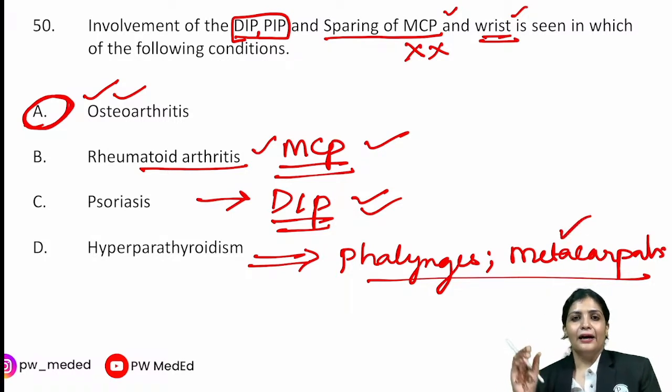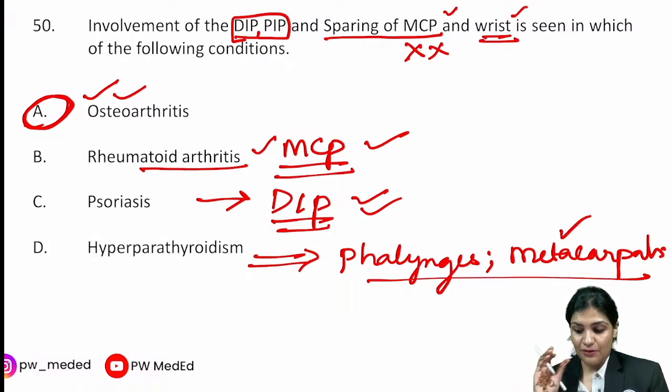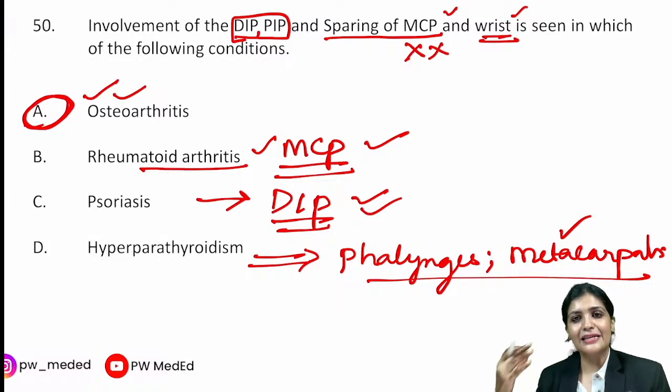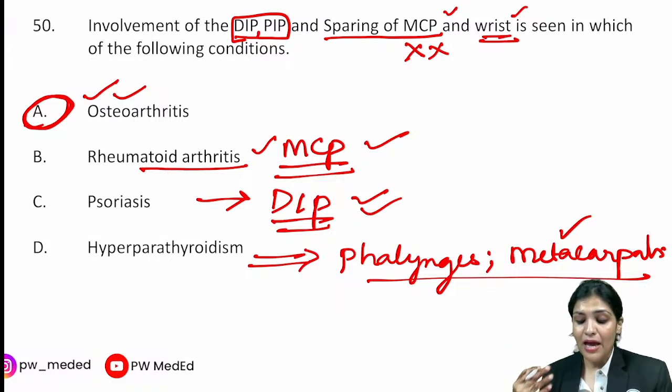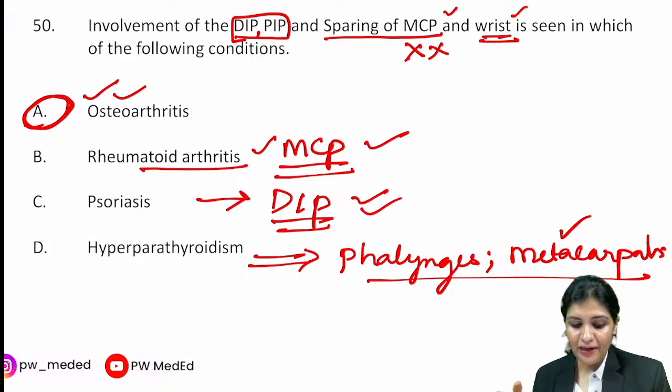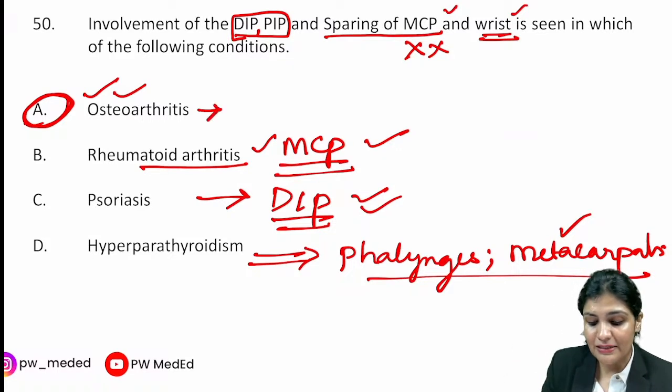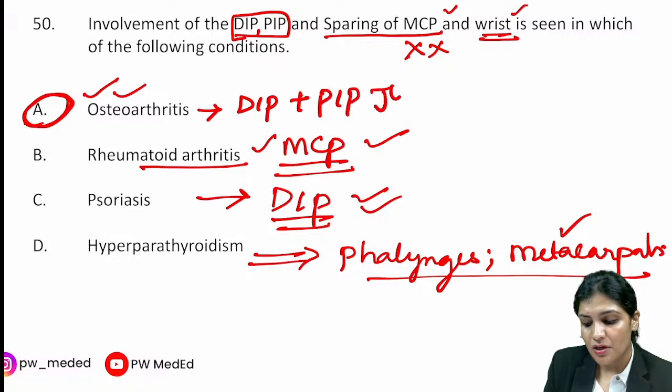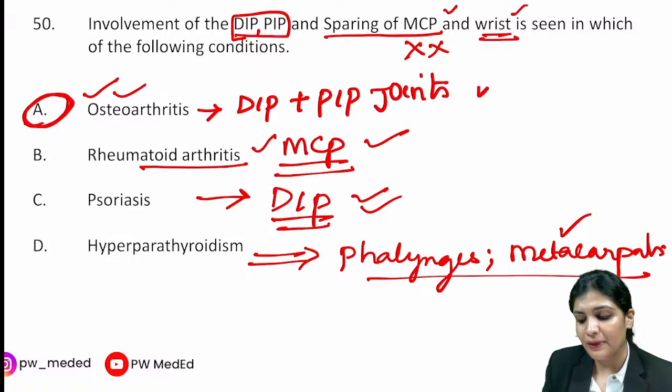So you will see a decrease in the size of the phalanges or metacarpals, or increased resorption of the bones in case of hyperparathyroidism, right? And in case of osteoarthritis, they mainly involve the DIP and the PIP joints. So this is the slide which you have to imprint in your mind.